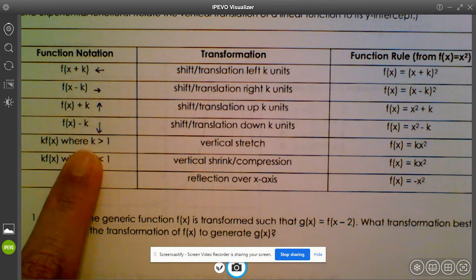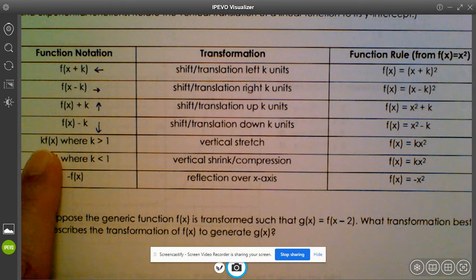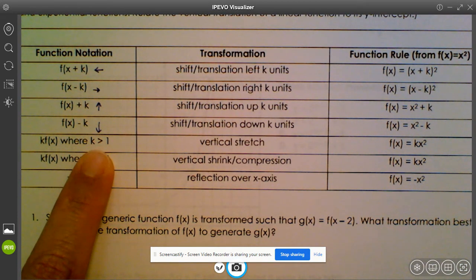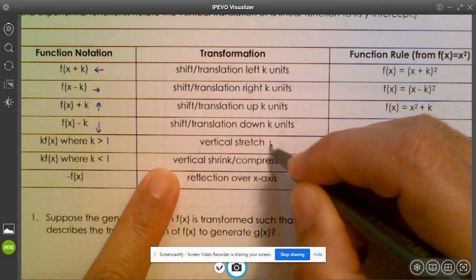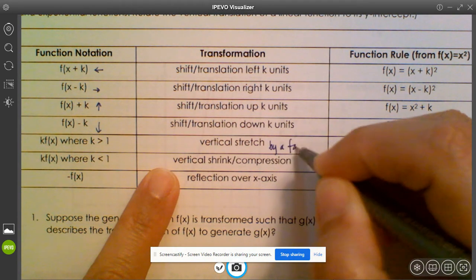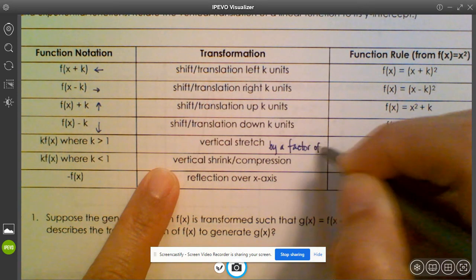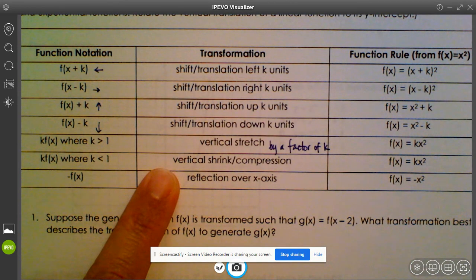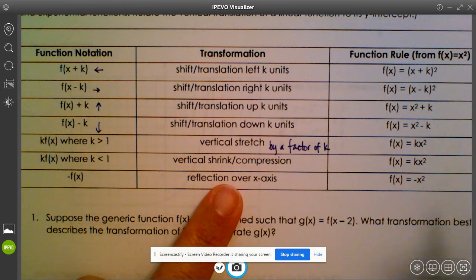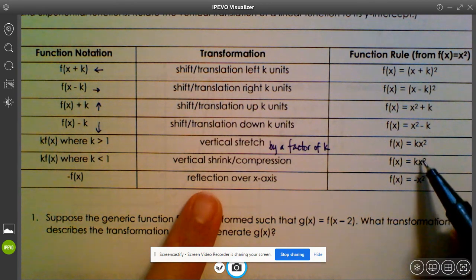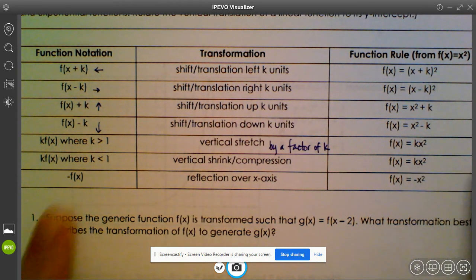Now we have a vertical stretch when we multiply by some constant that's greater than 1. And we say it's a vertical stretch by a factor of k, or whatever the case may be. And then we have a vertical shrink by a factor of k, or whatever it may be. So notice that here we multiply outside the function.